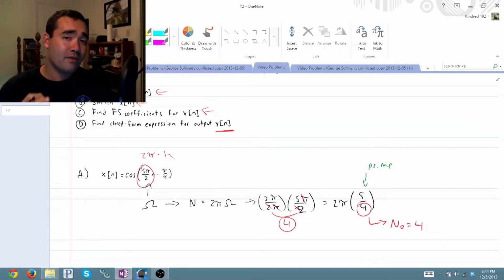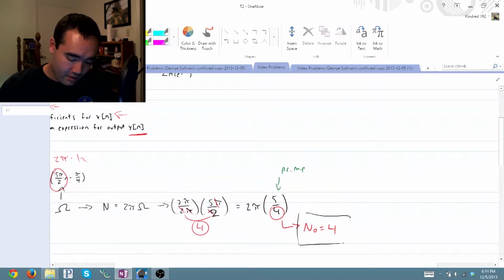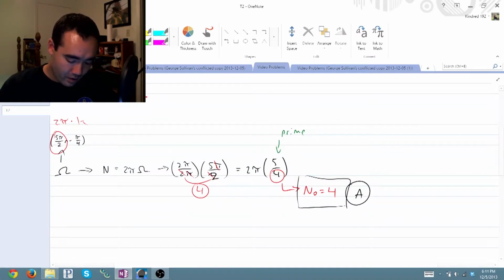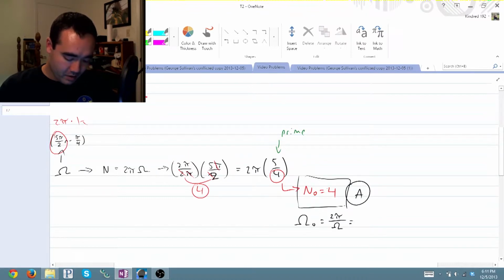We're going to need to find our fundamental frequency as well for later on in the problem, so we'll go ahead and do that now. But this is the answer for A. If we want to find omega naught, we'll just take this fundamental period and move backwards. So we know that fundamental frequency is equal to 2 pi over n naught. Since n naught is 4, you just end up with pi over 2. So we'll come back to this later on.